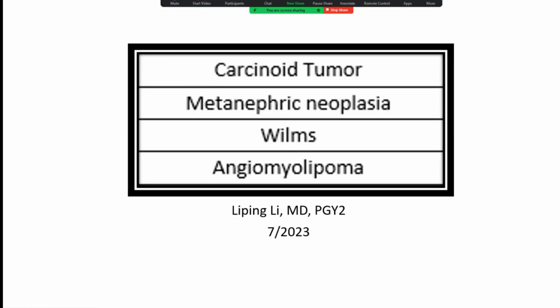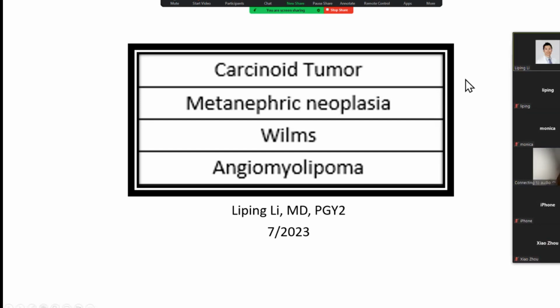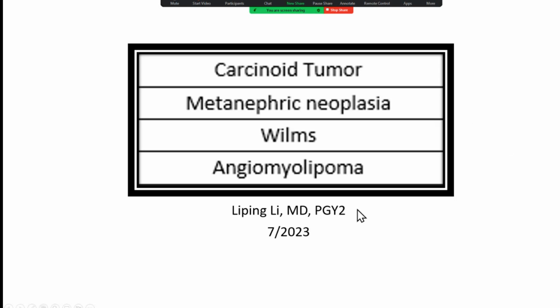So these are today's topics: carcinoid tumor, that is NET, neuroendocrine tumor, and then metanephric neoplasm, and then Wilms tumor, aka nephroblastoma, and then AML, angiomyolipoma.